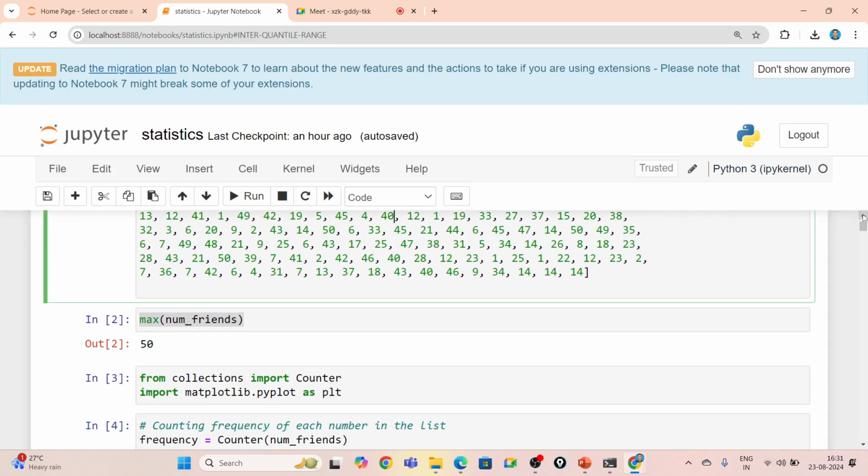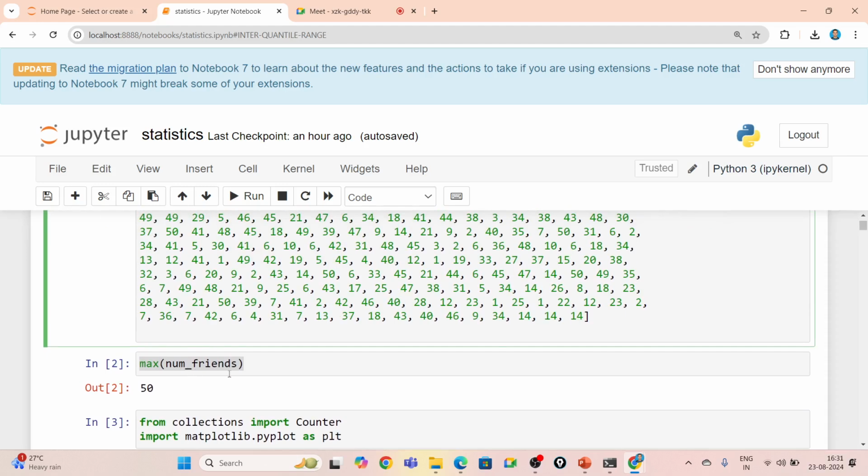Then what is the max value of the num friends? So this is the list we have. If you take the max value, we will get 50.